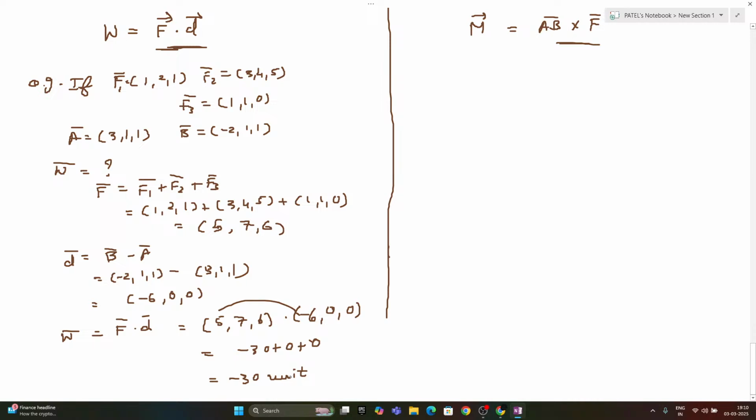But we know that work done is always positive, but the direction may be negative. So according to your calculation, question and calculation are correct. But if your answer is negative, then your direction should be negative.